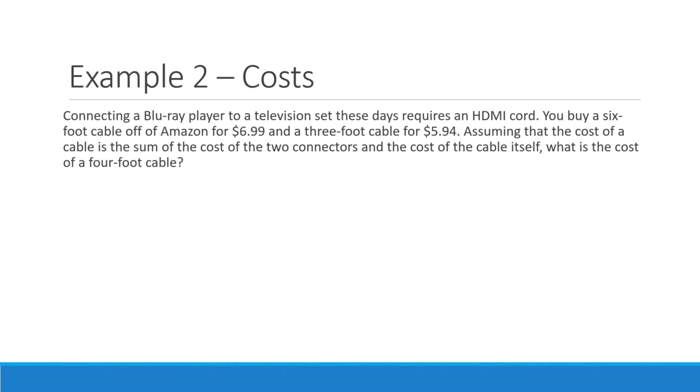Connecting a Blu-ray player to a television set these days requires an HDMI cord. You bought a 6-foot cable off of Amazon for $6.99 and a 3-foot cable for $5.94. I actually went on Amazon and found these prices, so these are accurate as of this morning. Assuming that the cost of a cable is the sum of the cost of the 2 connectors and the cost of the cable itself, what is the cost of a 4-foot cable?